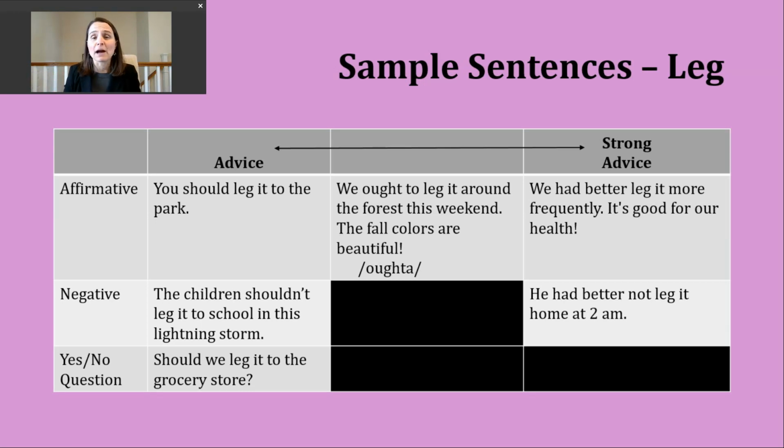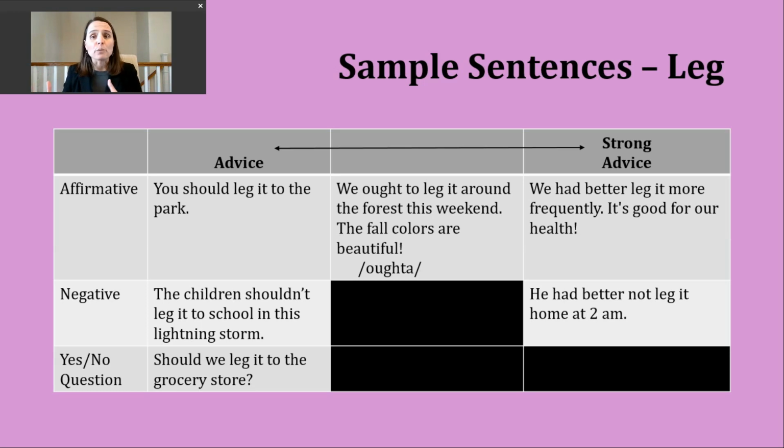The other thing I like to point out with this "ought to": when you listen to many people say this, it really comes out many times as one word, "oughta." So we'd still spell it "ought to" when writing, and then our base verb. But again, I want you to be prepared in case you hear someone say, "we ought to leg it to the forest" or "leg it around the forest," right? You know what's meant by that.